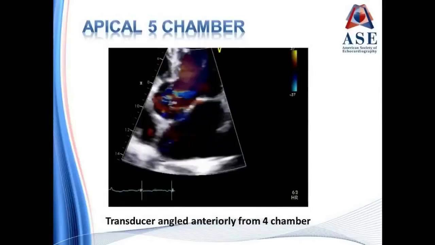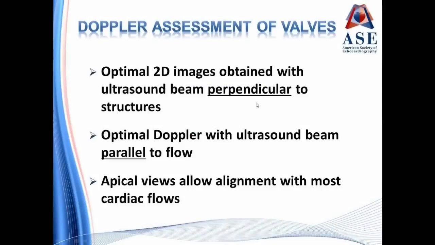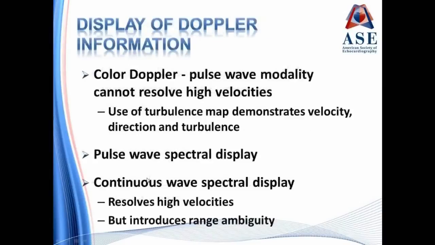It's important to remember that optimal 2D images are obtained when the ultrasound beam is perpendicular to a structure. That's why the parasternal long-axis view is really great for looking at cardiac structures. But the optimal Doppler interrogation occurs when the ultrasound beam is parallel to flow. That's why the parasternal long-axis view is not very good for measuring velocities and really even often for color flow Doppler. But the apical views allow alignment with most cardiac flows and are the place to measure velocities.